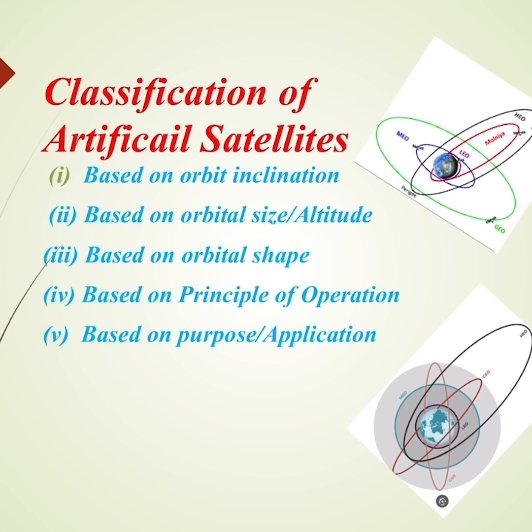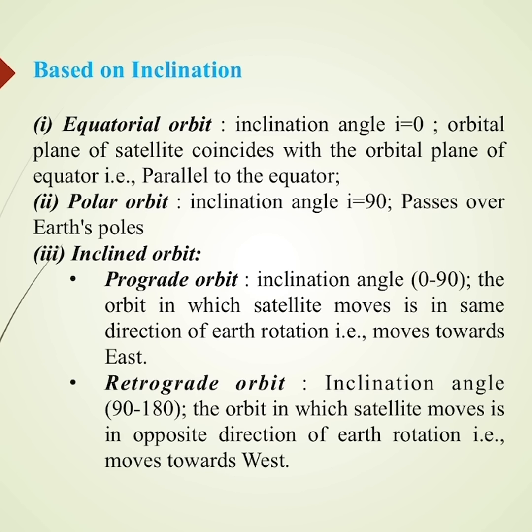Based on inclination: equatorial orbit, polar orbit satellites, and inclined orbit satellites. Equatorial orbit, inclination angle is 0. The orbital plane of the satellite coincides with the orbital plane of the equator. Polar orbit, inclination angle is 90 degrees. The satellite in a polar orbit passes over the earth's poles.